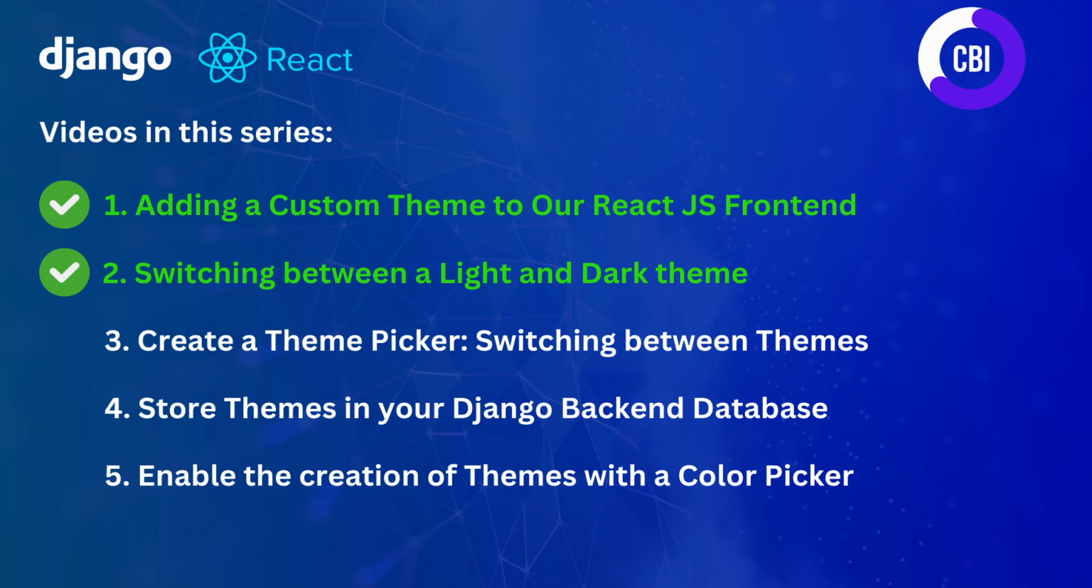In this video, I showed you how you can switch between a light theme and a dark theme in your React.js frontend. In the next video, we're going to continue and I'm going to show you how you can create a theme picker. Basically a select field that allows us to pick between different themes. So not only light and dark, but perhaps also different variations of colors.